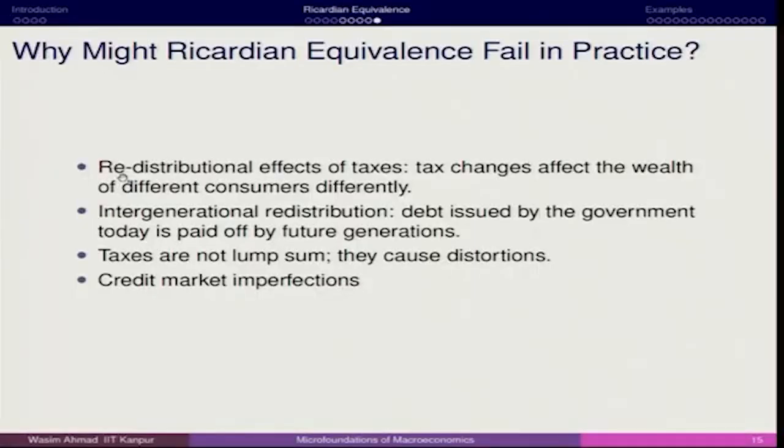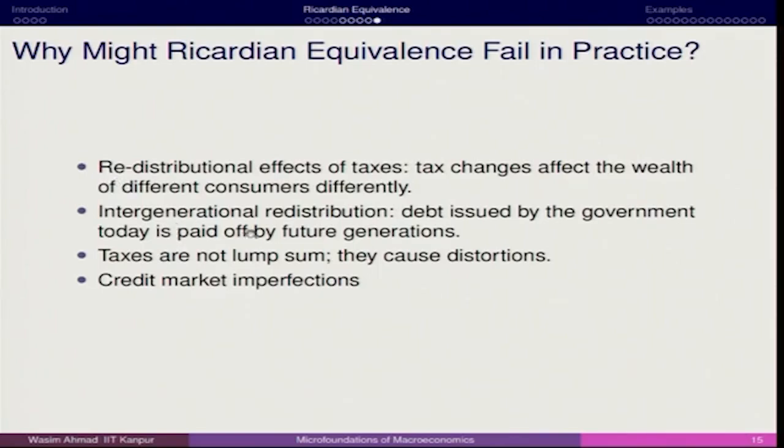So, we will be seeing with some examples how we can understand the redistributional effect of taxes, and how we can understand it when we do not have credit market imperfections. Ricardian equivalence has a lot of applications in real life, and it is more intuitive also, because we often see in our real life how we bear the burden of taxes.